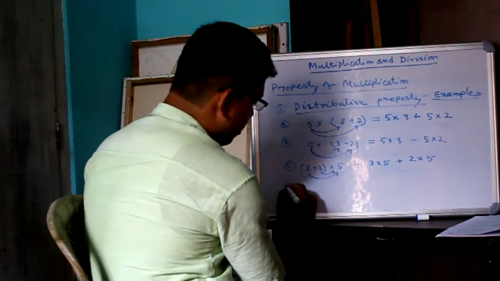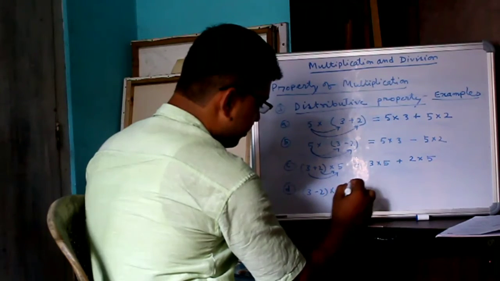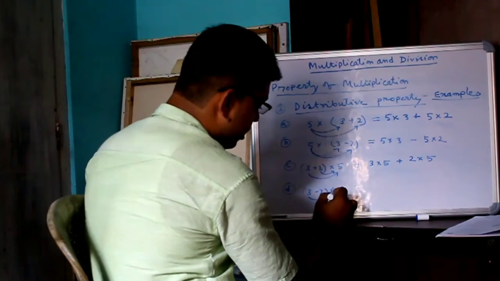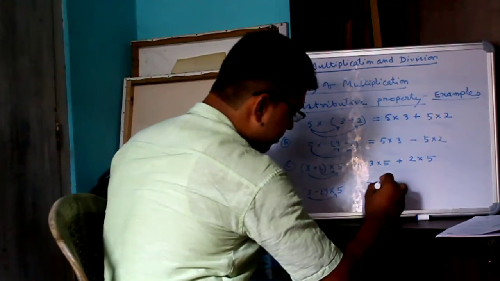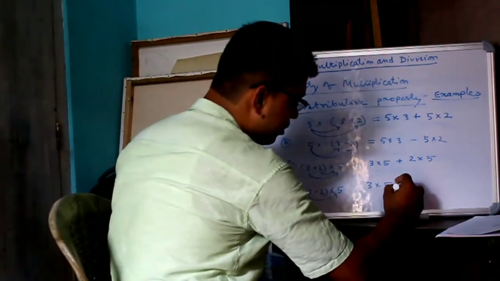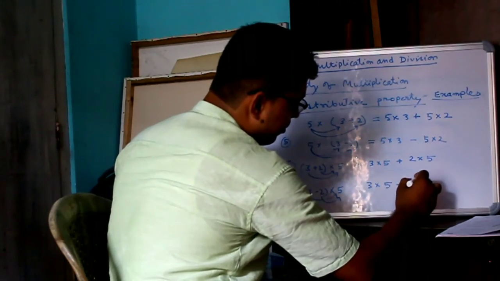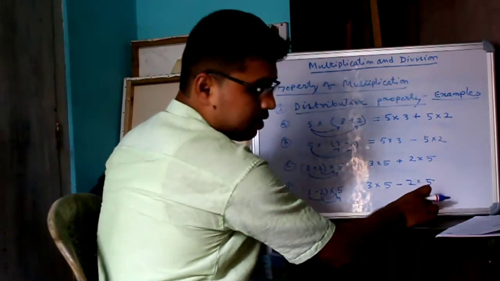Number 3, 3 minus 2 into 5. Let me see, 3 into 5 first, then minus, then 2 into 5. This is a distributive property.